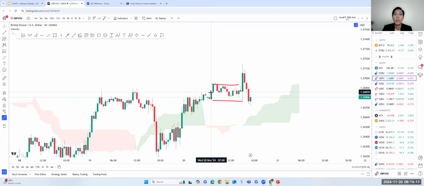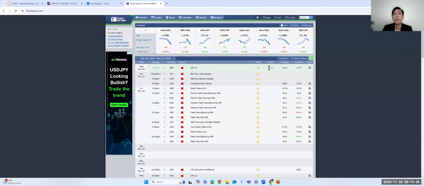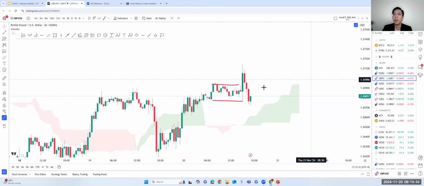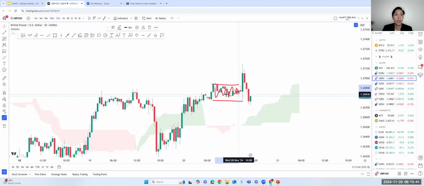Or you can see right here, at 7 a.m. we took out this high, and then price started to reach. Then we have the GBP news. The GBP news was positive, so GBP USD and GBP JPY should have broken out of this range. So this is what we call low volatility markets, sideways markets.